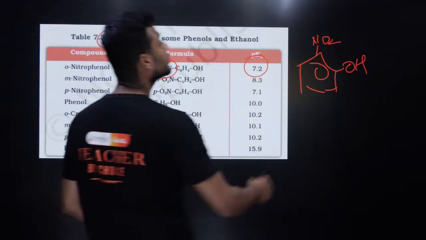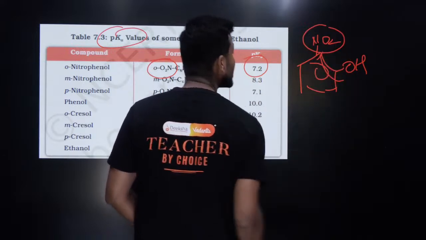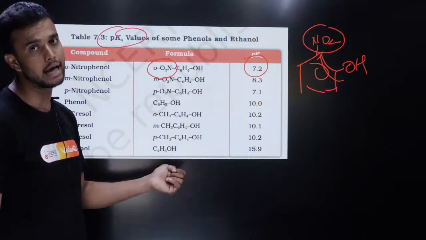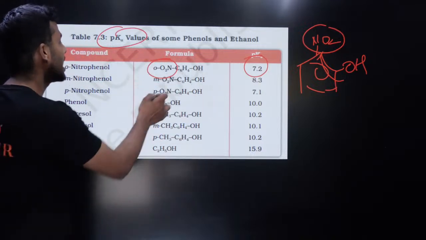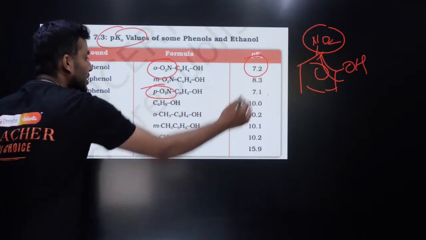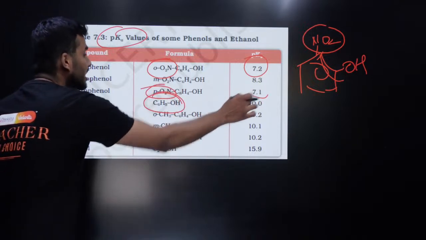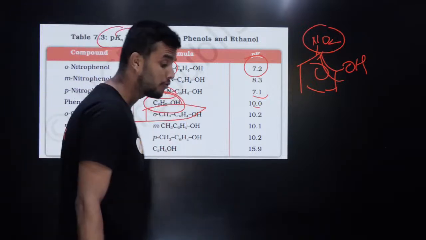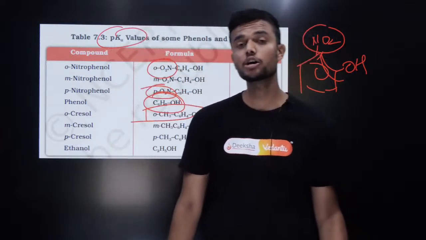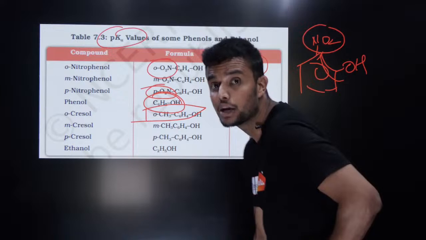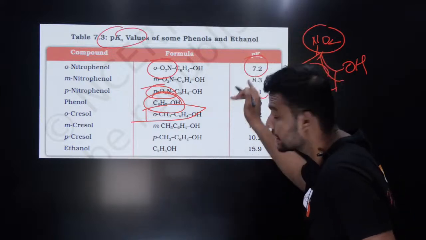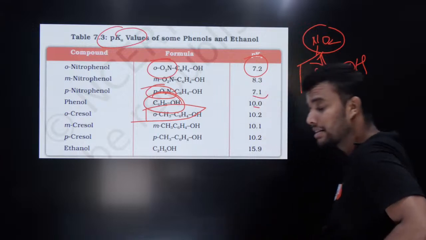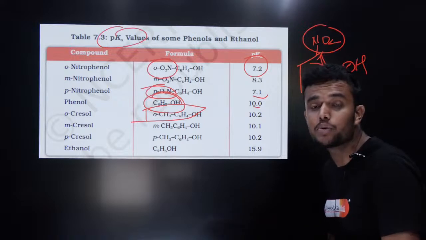If the electron withdrawing group is present at the next position of the phenol group, then its pKa value is a little bit lower than other values. If a nitro group is present at the para position, its pKa value is 7.1. For alcohol, it's 10. pKa is nothing but an acidity value, right? That's why if an electron withdrawing group is present in a phenol compound, then it has a lower pKa value. Definitely they ask the increasing or decreasing order in your JEE or NEET exam.